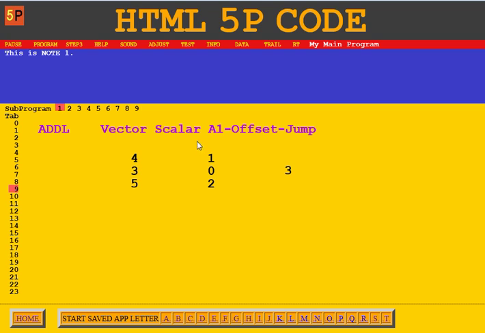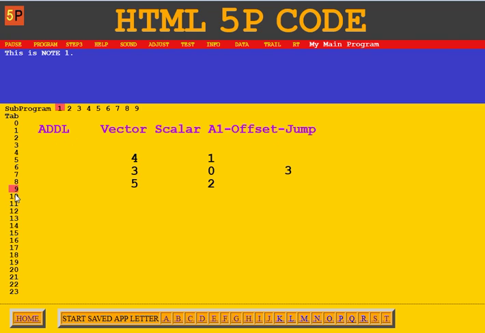What's unique about this instruction is that these values in A1 don't have to be contiguous. Normally, this would be offset 0, offset 1, offset 2. But we have an option here that these values could be offset, for example, 20 apart. So it would be A1 plus 0, but then A1 plus 20, and then A1 plus 40. Alright, that's ADDL, vector, scalar, A1 offset.